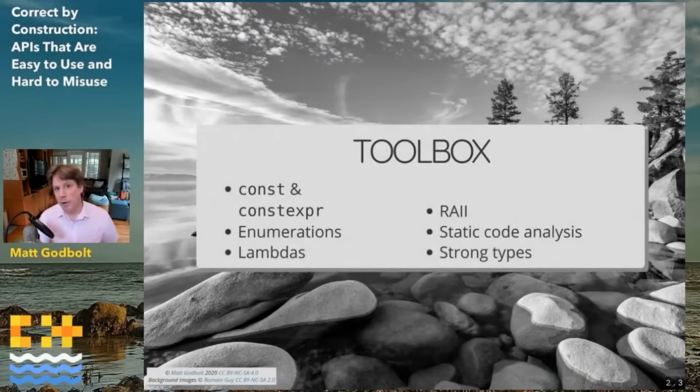C++ gives us a wide toolbox of options to pick from to provide this kind of functionality. We've got constness of various types. We've got enumerations, lambdas, the terribly named RAII. Static code analyzers are coming into the fore more and more with things like Clang Tidy. And we have a very strong type system.